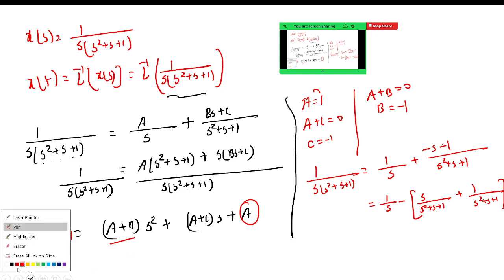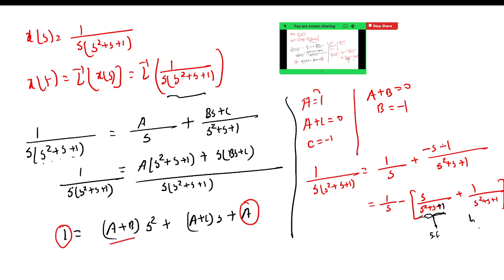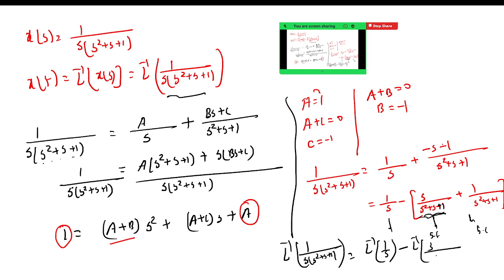Now, this is a bit complicated. You can see s upon s square plus s plus 1, which you can convert into the quadratic standard form. We have separated all these terms and you can get each into the standard form. So the Laplace inverse of 1 upon s into s square plus s plus 1 is the Laplace inverse of 1 upon s, minus the Laplace inverse of s upon s square plus s plus 1, plus the Laplace inverse of 1 upon s square plus s plus 1. Right? So this will be the value. This was a bit complicated problem, but yes, you can do it.